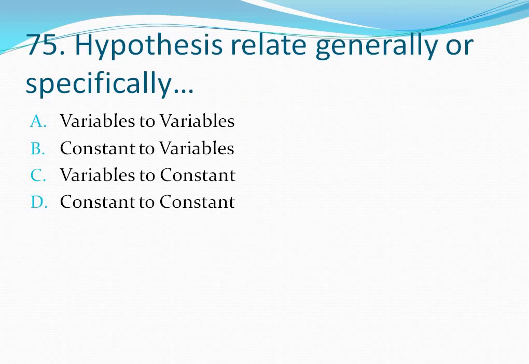Question number 75. Hypotheses relate generally or specifically. Your options are A, variables to variables, option B, constant to variables, option C, variables to constant, option D, constant to constant. And the correct answer is hypotheses relate generally or specifically variables to variables. The correct answer is option A. Let's move to the next question.